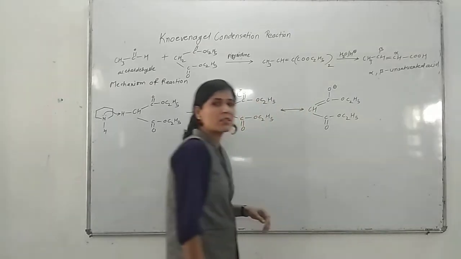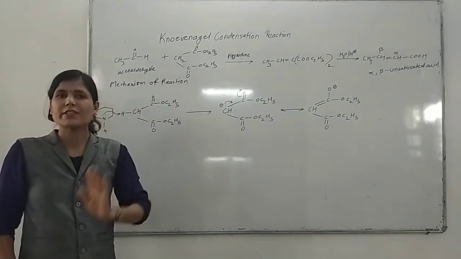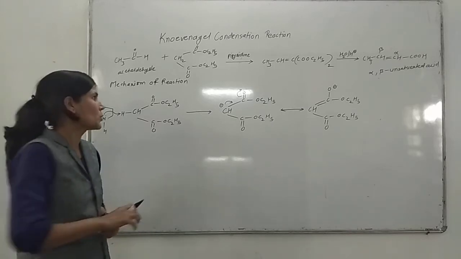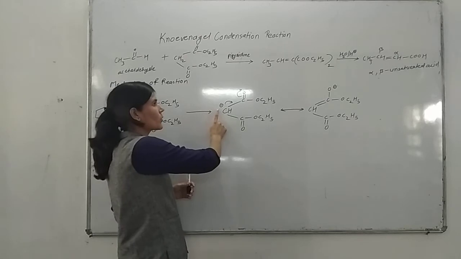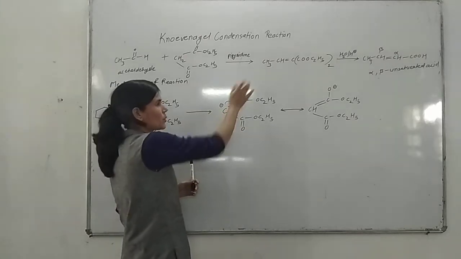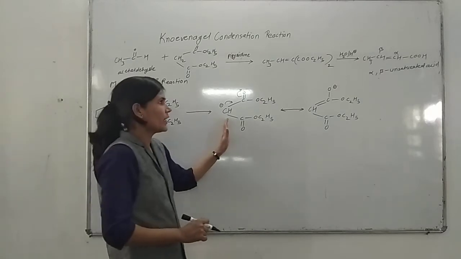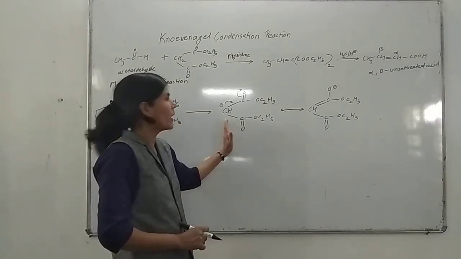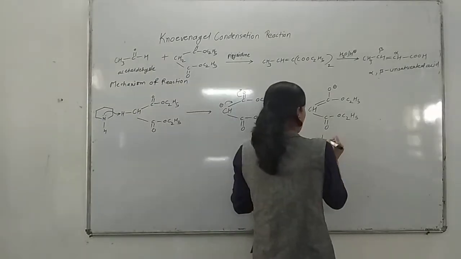What is the resonance? In simple language, resonance is the delocalization of electrons. Here, negative charge means lone pair of electrons. That lone pair of electrons is delocalized toward the carbonyl group. That is the resonance. It is a carbanion. This is the first resonance form, and this is an enolate ion.